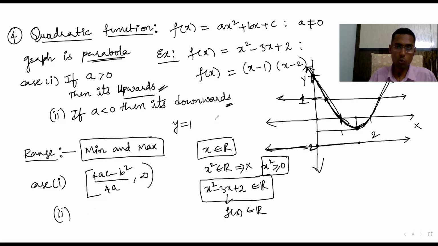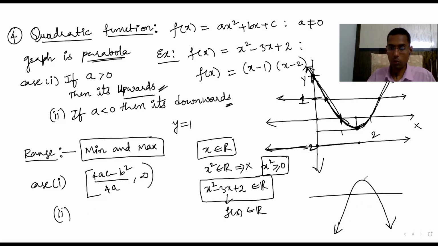Case 2 is downwards. Then what is the maximum value? The maximum value is this, and the minimum is minus infinity. So the range is minus infinity to 4ac minus b square by 4a.